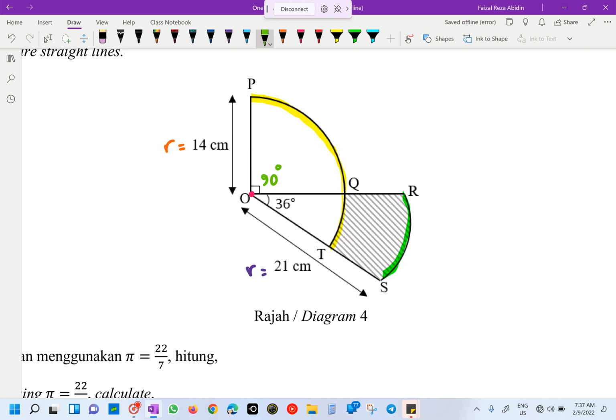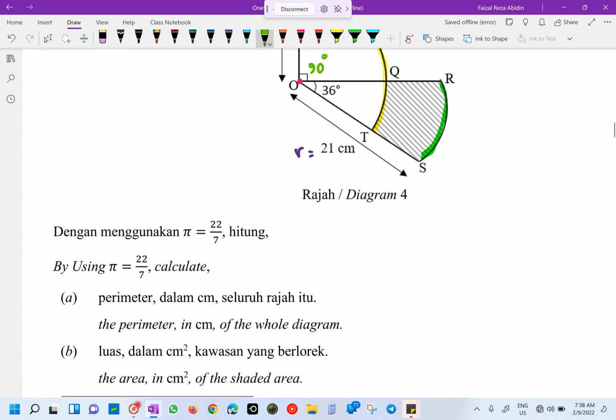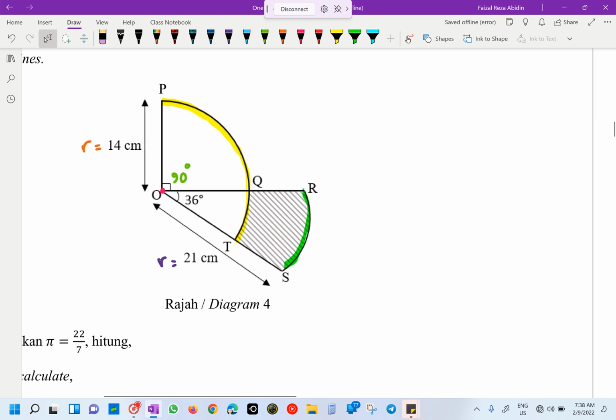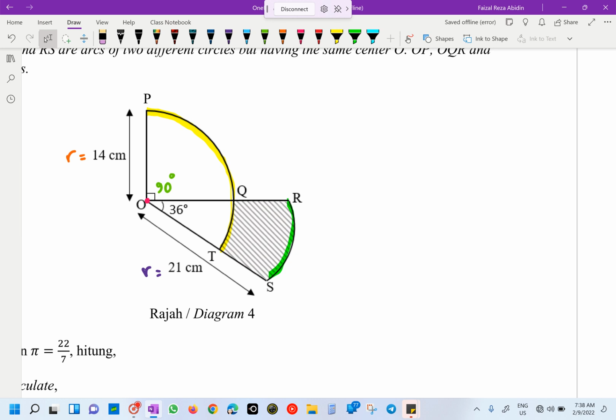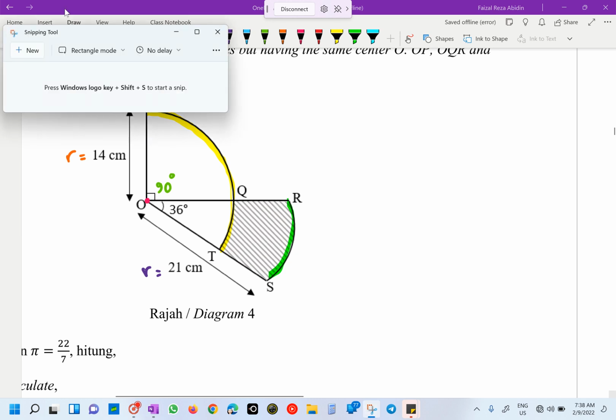So, question A here. By using pi equals 22/7, calculate the perimeter of the whole diagram. Okay. So, I'm going to take first the picture.